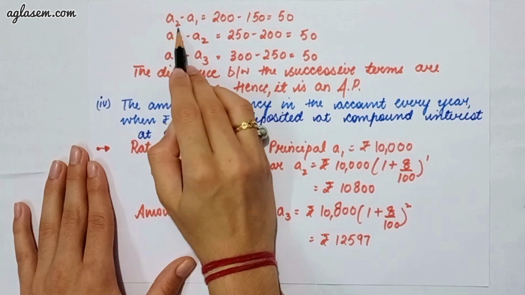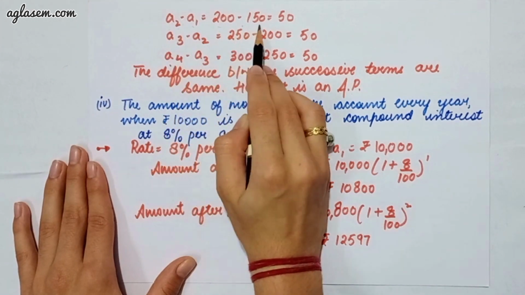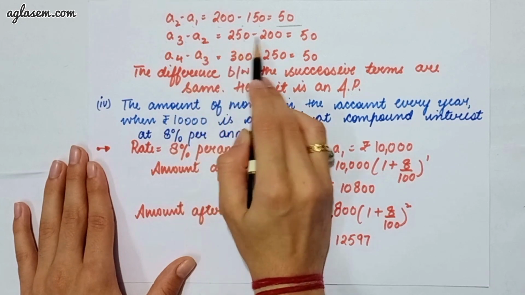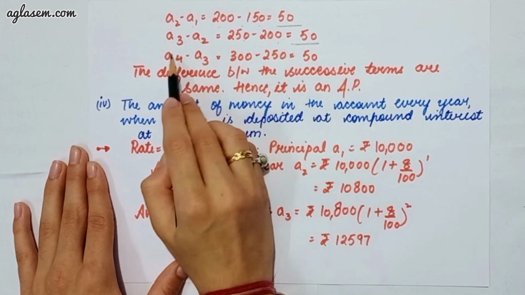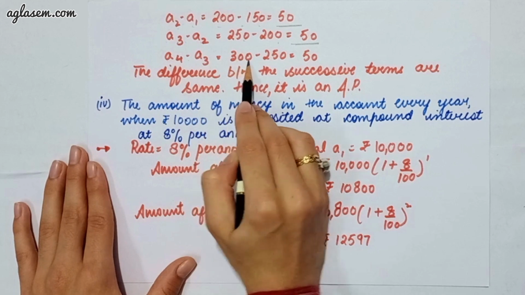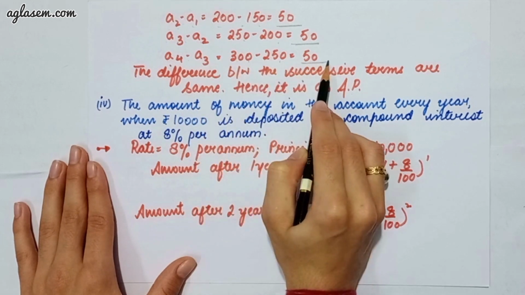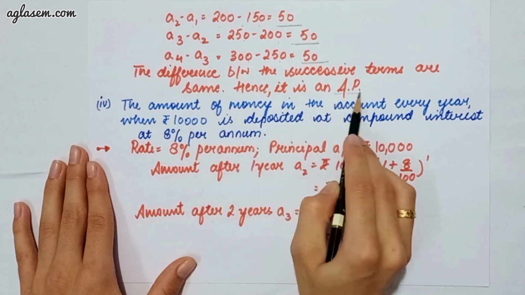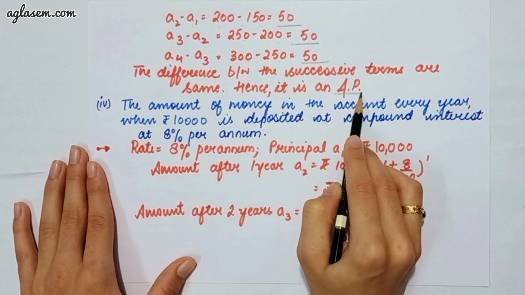Moving further, A2 minus A1, that is 200 minus 150, is 50. A3 minus A2, that is 250 minus 200, again 50. A4 minus A3, that is 300 minus 250, again 50. So the difference between the successive terms is the same. Therefore, it is an AP, that is arithmetic progression.